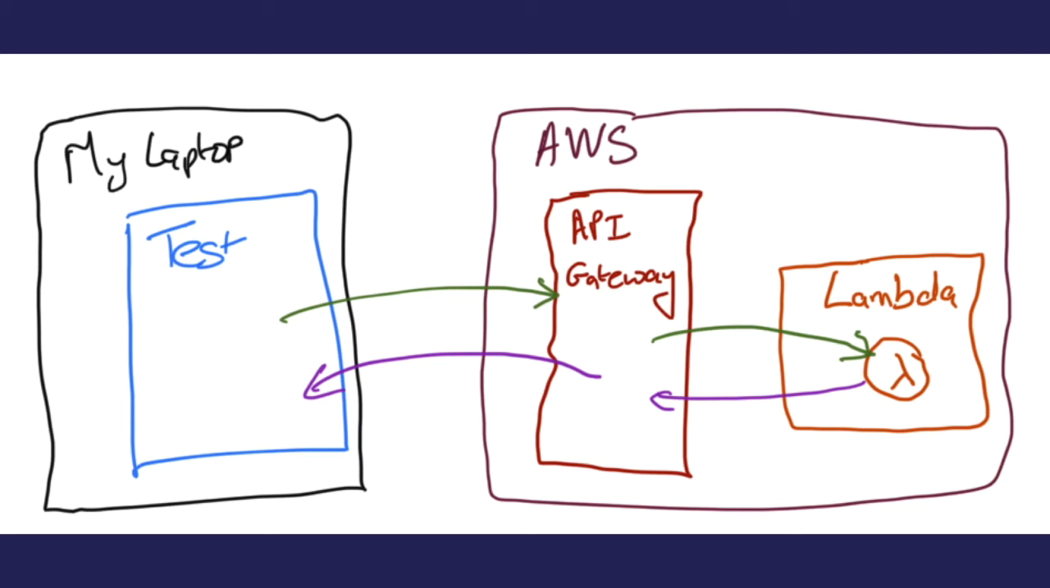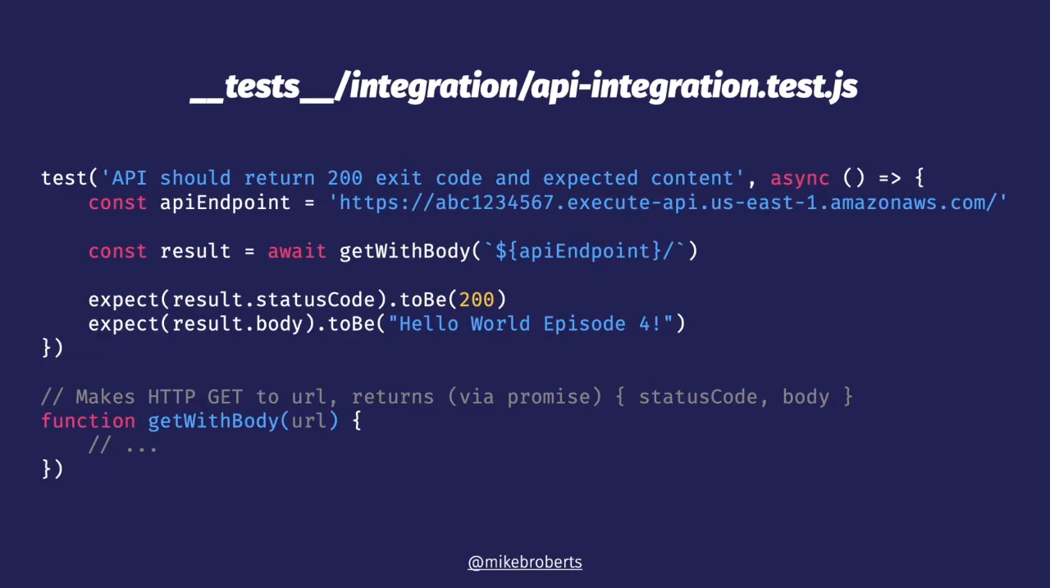All I need to do from my test, though, is make an HTTPS GET request, wait for a response, and then validate that response. So here's the first stab of a test. We create a new JavaScript file using the testing framework Jest, the same one that we use for our unit tests, and that's at tests/integration/api-integration.test.js.